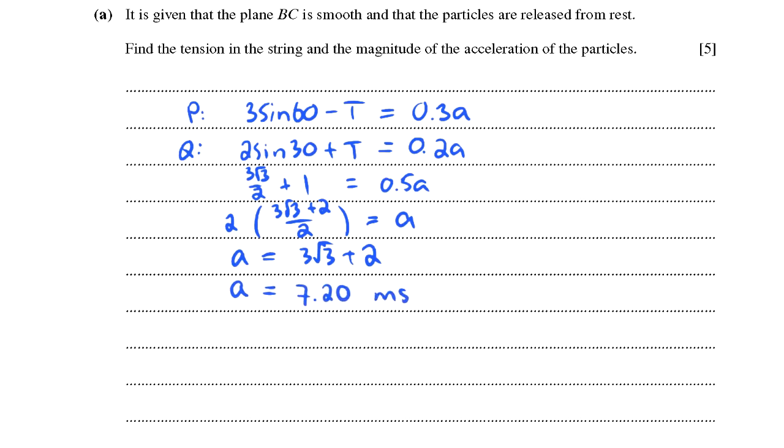7.20 meters per second squared. All right, let's use the equation for Q to work out the tension, because we just worked out 2 sine 30 is just 1. So we have the tension is equal to 0.2 times what we just worked out. Use the exact value, of course, and minus 2 sine 30, which is just minus 1. All right, let's use the value that's in our calculator and multiply it by 0.2 and then subtract 1, and we will get 0.4392. Right, rounding to 3 significant figures, 0.439 newtons.